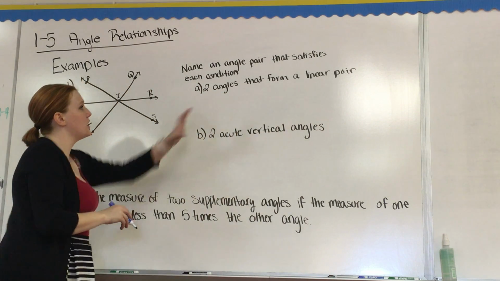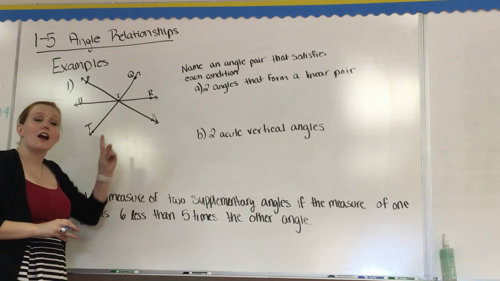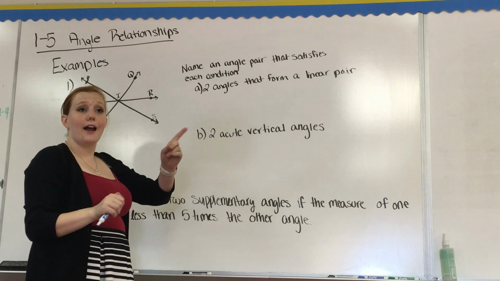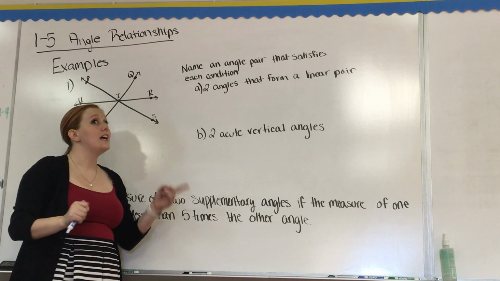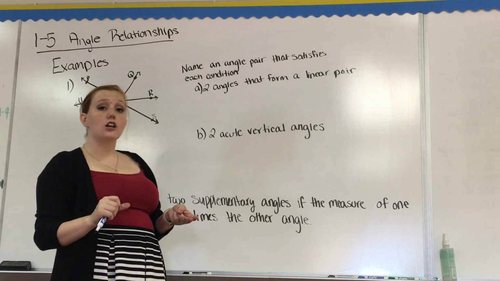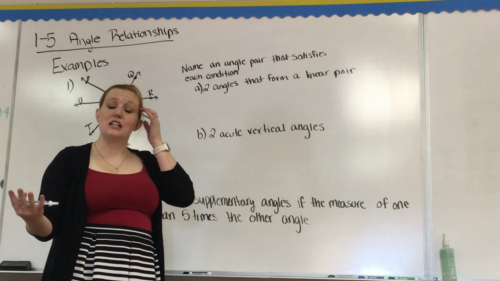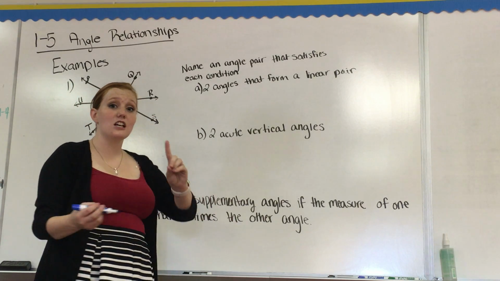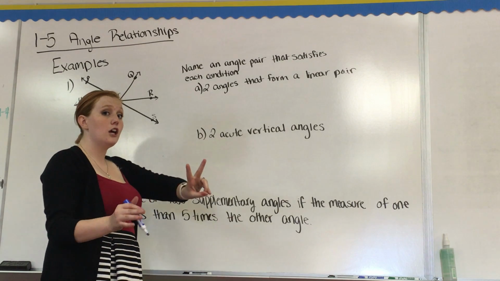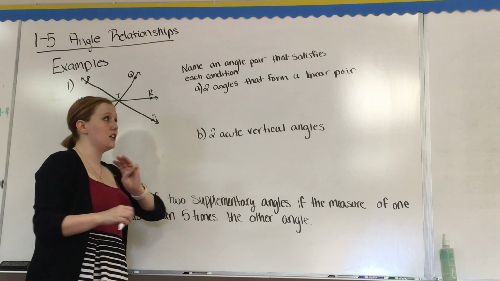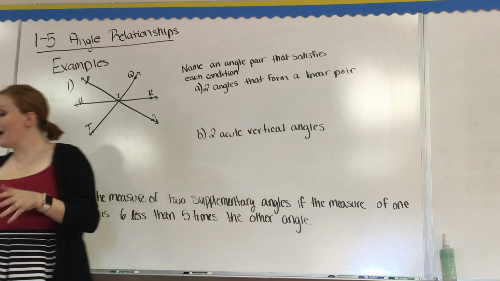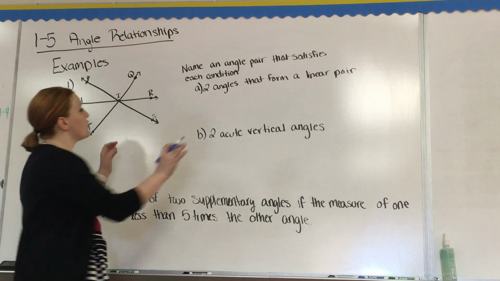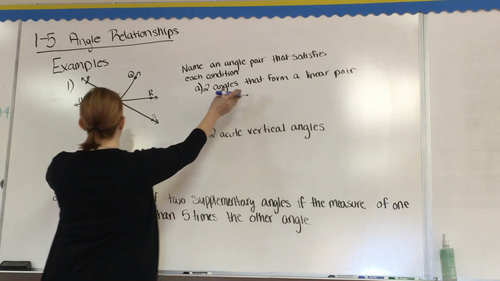Let's think about what a linear pair is. A linear pair has to form a straight line because of the two opposite rays, and they also have to be adjacent. Adjacent, remember, means that it shares a vertex, it shares a side, and there are no common interior points. So we have quite a few different options for two angles that form a linear pair.